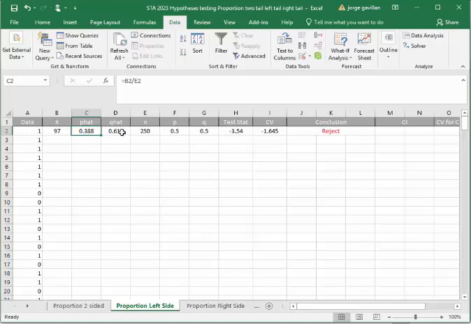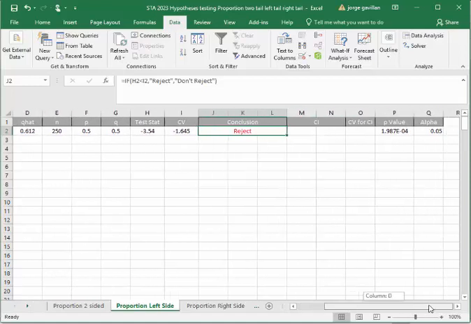Everything else stays the same. You can see how the p-hat and q-hat changed. But our test statistic changed, right? It went from a positive 3.16, I believe, to a negative 3.54, which is less than this critical value, right? And since it's less than the critical value, we're going to go ahead and reject the null hypothesis.